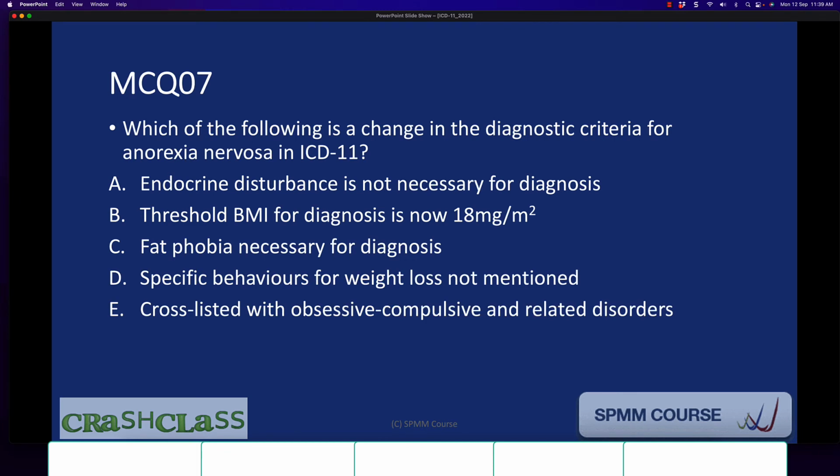Question number 7. Which of the following is a change in the diagnostic criteria for anorexia nervosa in ICD-11? A. Endocrine disturbance is not necessary for diagnosis. B. Threshold BMI for diagnosis is now 18 kg per meter square. C. Fat phobia is necessary for diagnosis. D. Specific behaviors for weight loss is not mentioned. E. Cross-listed with obsessive compulsive and related disorders.